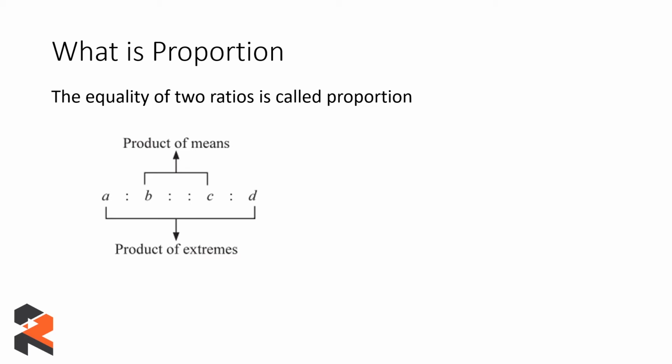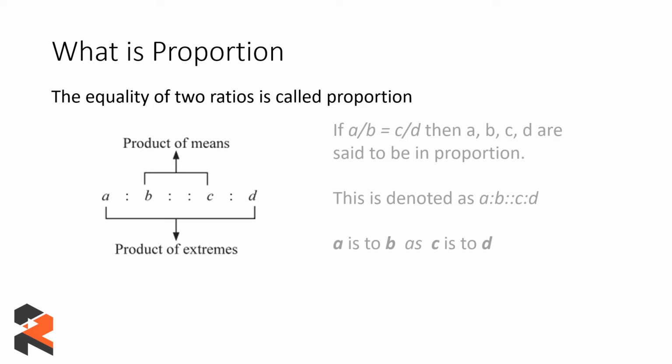And what does this mean? We have A is to B as C is to D. That is the way which we pronounce it. And what does it mean? It just means that A by B is equal to C by D. In that case, we say A, B, C, and D are in proportion, and it is denoted in this manner.